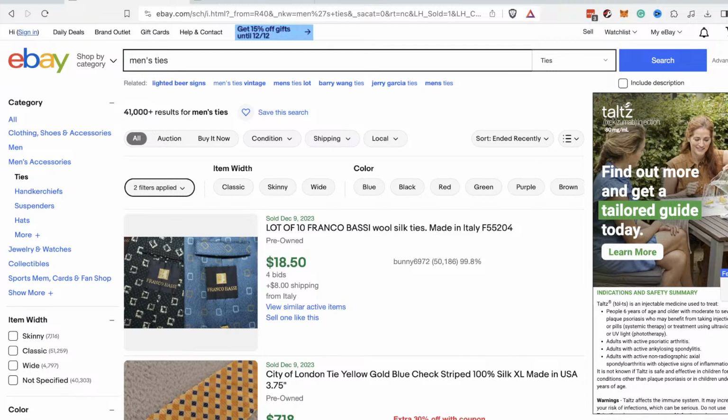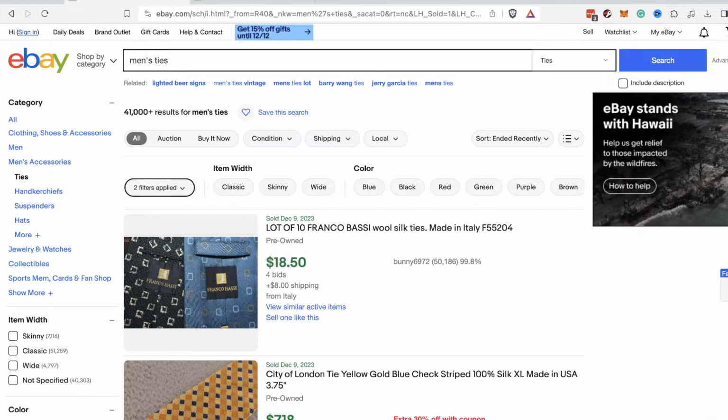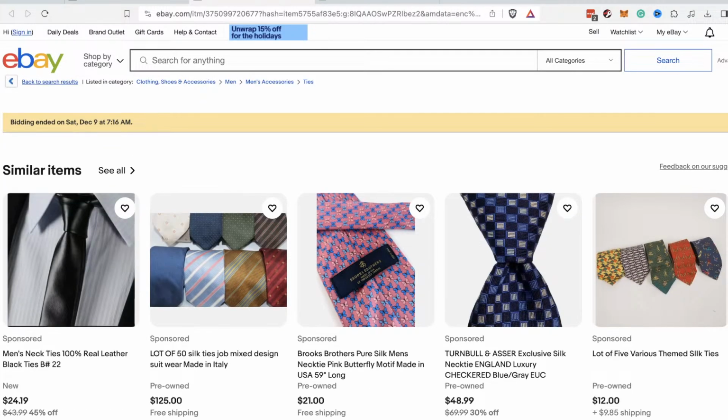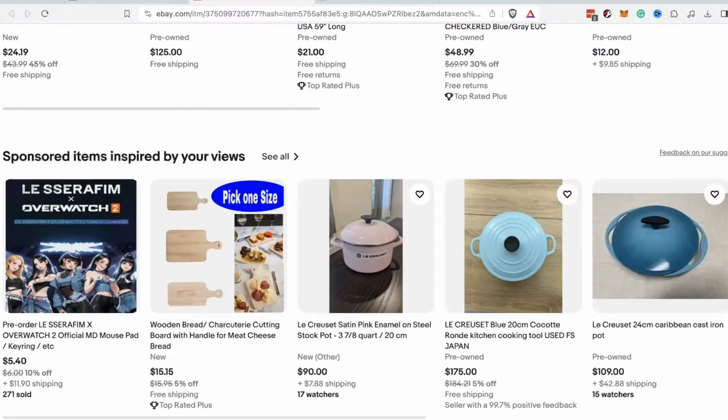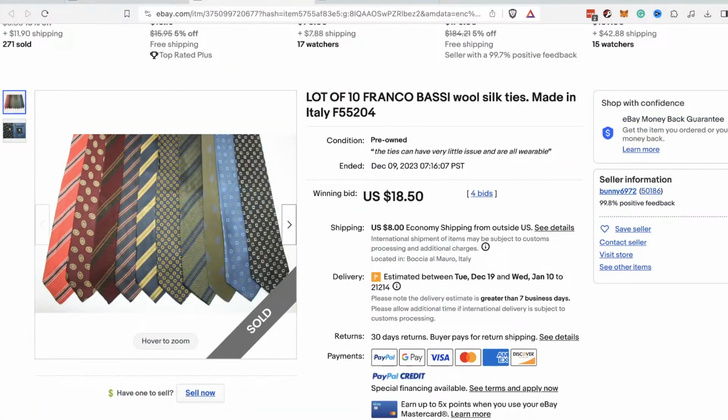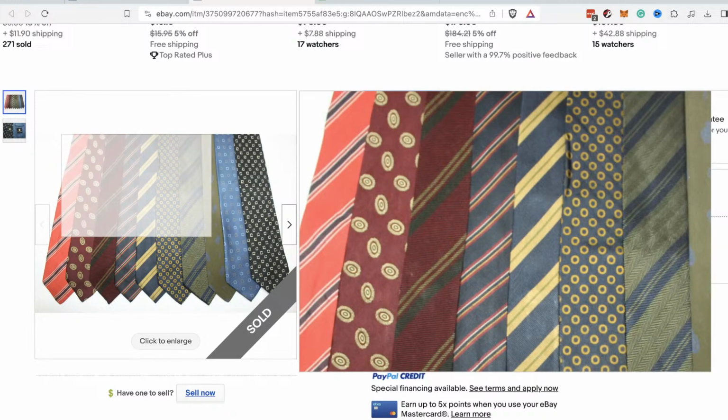Now, if you look at this right here, I see Franco Bassi. So it looks like it's a wool silk tie, and it's made in Italy. That gives me the idea that chances are this is a brand that people do like. So now what I can do is just grab this. It said it ended. Can I actually see the results? There we go. I just had to come down a little bit.